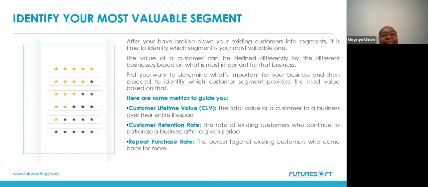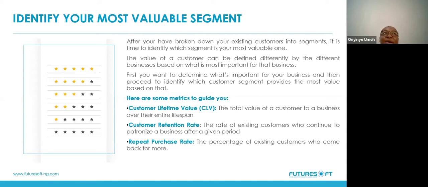So again, with this step, there are different ways that you can do it. And one of the ways is to calculate the lifetime value of your customers. This is the total value that a customer brings to your business over an entire lifespan.